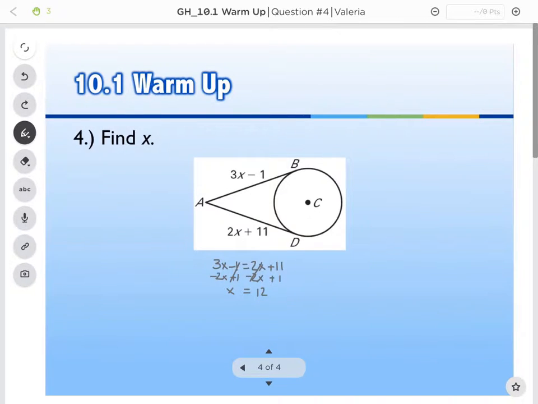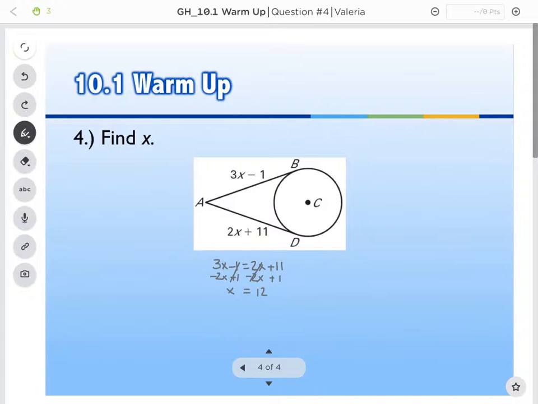All right, and then the last one, there's like ice cream cone looking ones, right? So this is 2 tangent segments coming from outside the circle at the same point. So for these, you just set them equal to each other. 3x minus 1 would equal 2x plus 11. Subtract the x, add the 1, and x should have equaled 12. Questions on those?